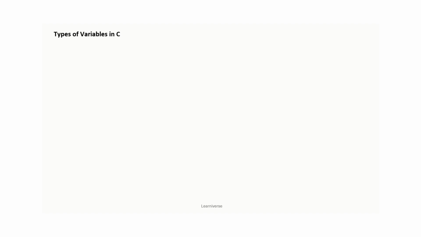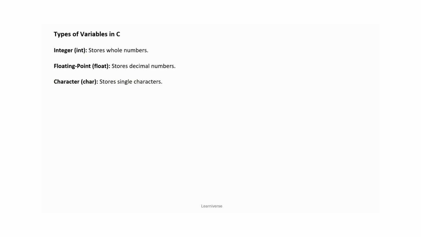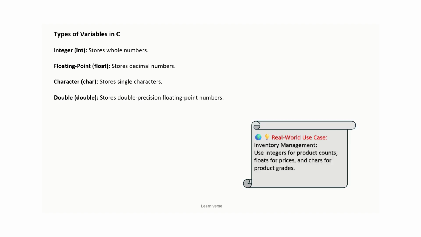Now let us understand types of variables in C. C provides several variable types to handle different kinds of data. The first one is of type integer, it stores whole numbers, and the second one is float, it stores decimal numbers. The third one is character, it stores single characters. The fourth one is double, it stores high precision decimals. For example, in inventory management, you would use integers for product counts, floats for prices, and characters for product grades.